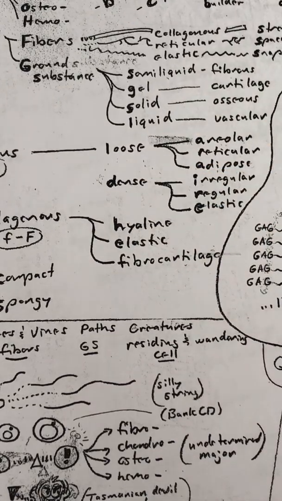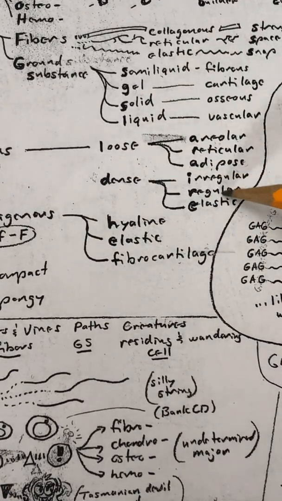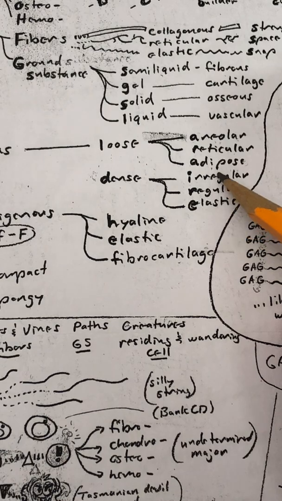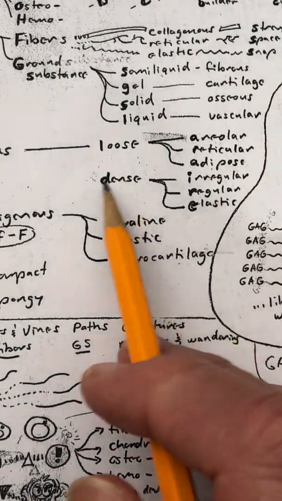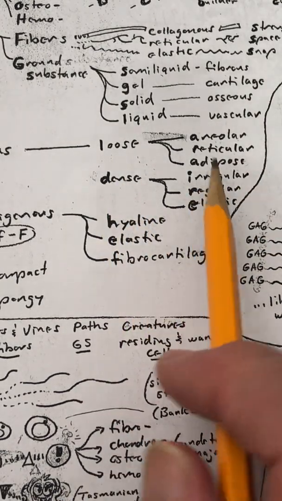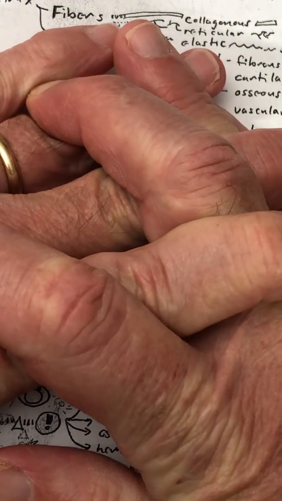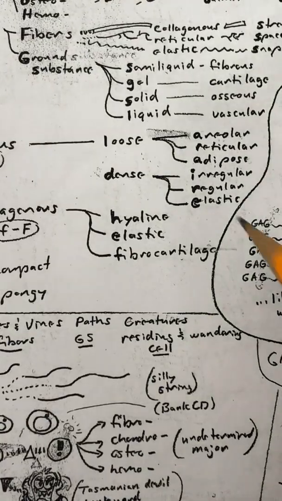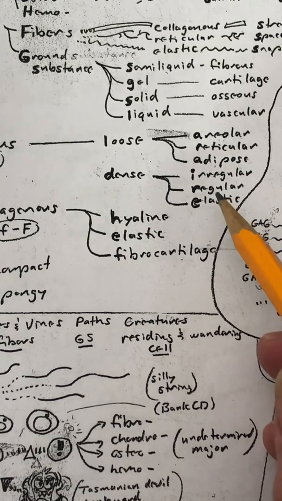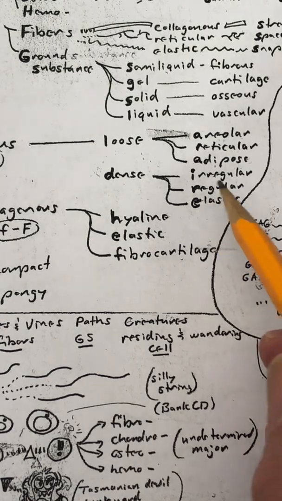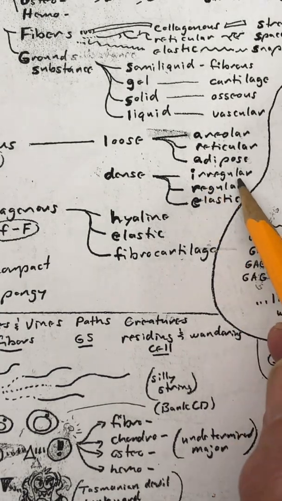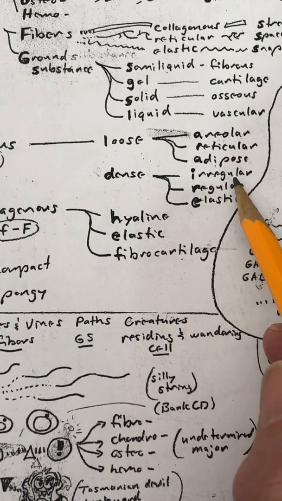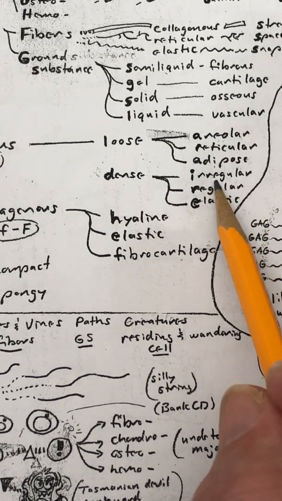Dense fibrous connective tissue, they tend to be irregular, regular, and elastic. We'll focus on these two right here. Dense irregular connective tissue tends to have the same fibers that were found in areolar, but now they're woven tightly together. Looks sort of like ramen noodles in a block, or plywood, the appearance of plywood, one layer on another layer. These things tend to flatten out in one plane, and so therefore they make a kind of a fabric.